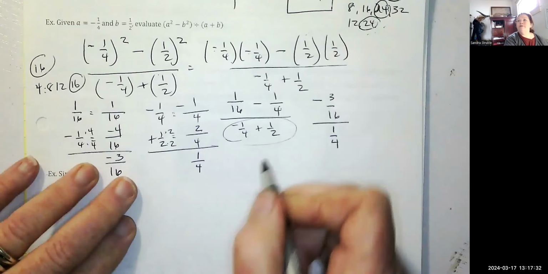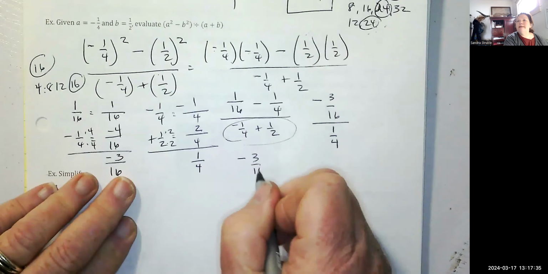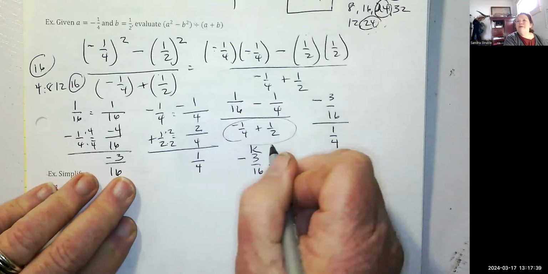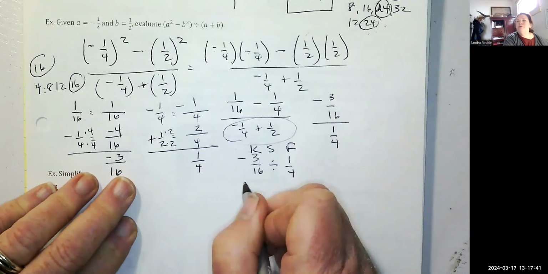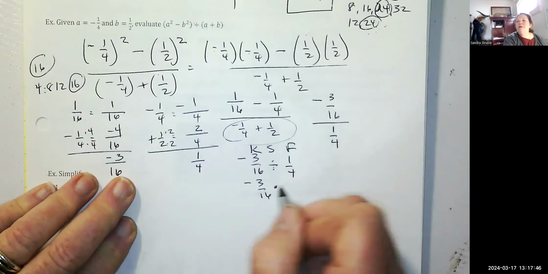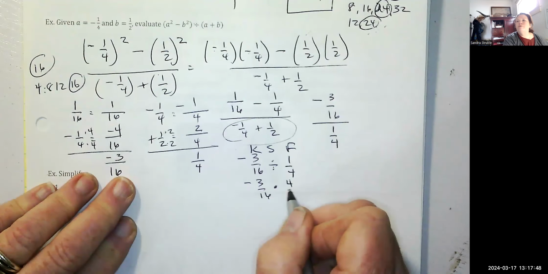I'm going to write this a little differently. I'm going to write it negative 3/16 divided by 1/4. So we can see the keep, the switch, and the flip. You keep the negative 3/16, you change division to multiplication, and then you flip the 1/4 to 4/1.